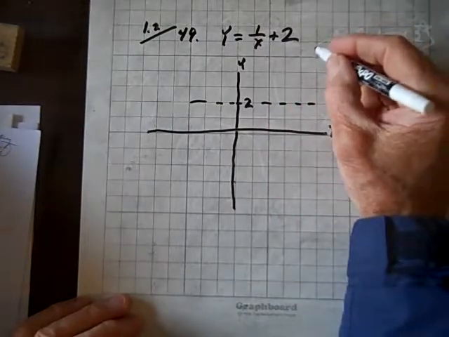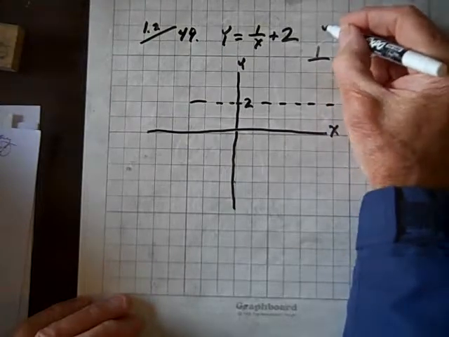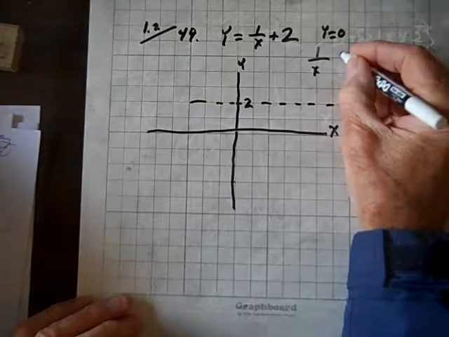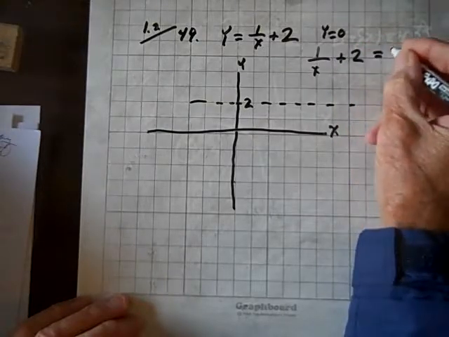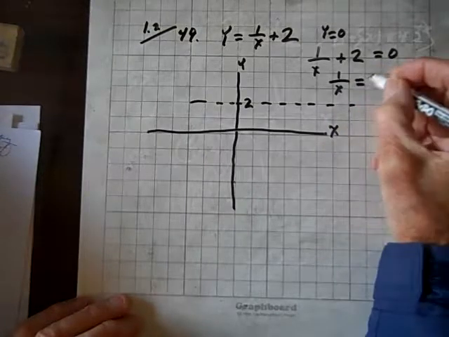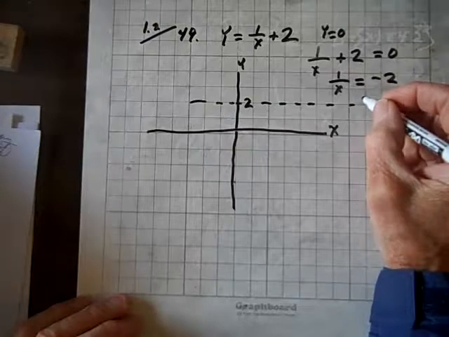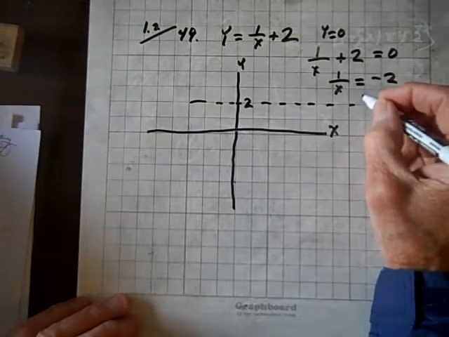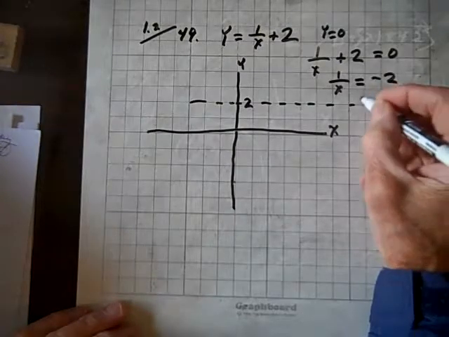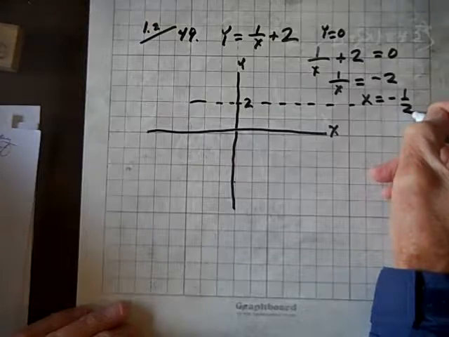And so we'll let y equal 0. Y equals 0. That means 1 over x plus 2 equals 0. So 1 over x equals -2. And therefore, if we multiply both sides by x and divide both sides by -2, we get x equals -1/2.